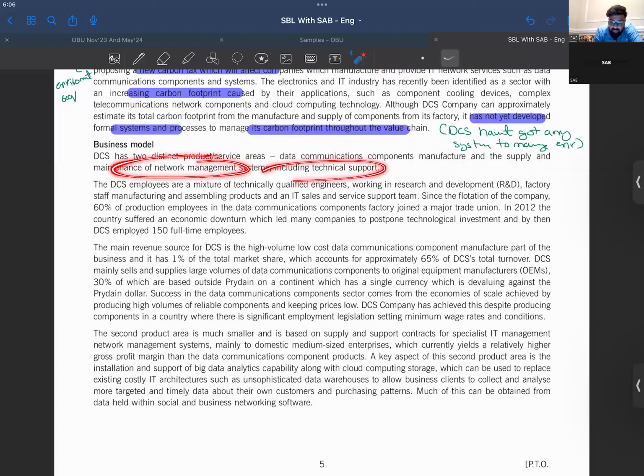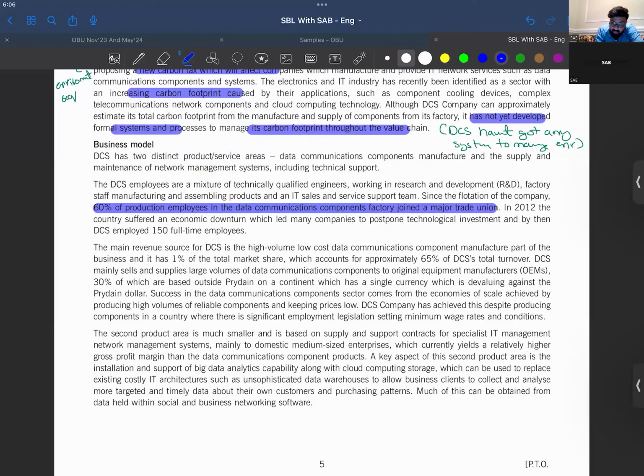Now, DCS had two distinct product service areas: data communication components manufacture and supply, and maintenance of network management systems, including technical support. The DCS employees are a mixture of technically qualified engineers working in research and development, factory staff manufacturing and assembling products, and an IT sales service support team. Since the flotation of the company, 60% of production employees in the data communication components factory joined a major trade union. So another best point.